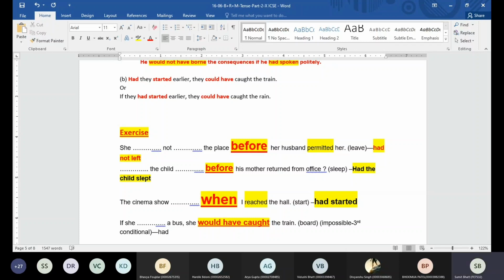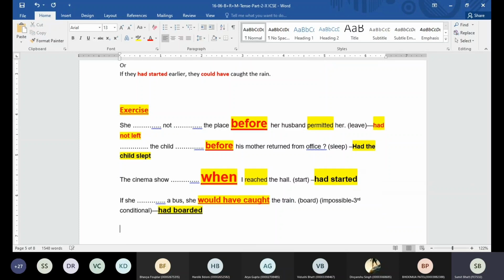We can say, if she had boarded the bus, she would have caught the train. Okay, that means she did not board the bus, something else was boarded. And that's why she missed out on the train.